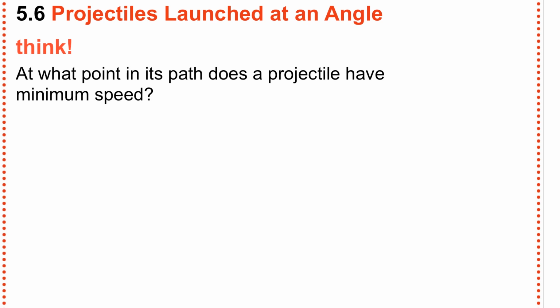New question. At what point in the path does a projectile have its minimum speed? Okay. Well, it depends on what you're talking about. If it's outward speed, it's going to be the same. If you throw something straight out from you, it's always going to have that same speed in the outward direction.